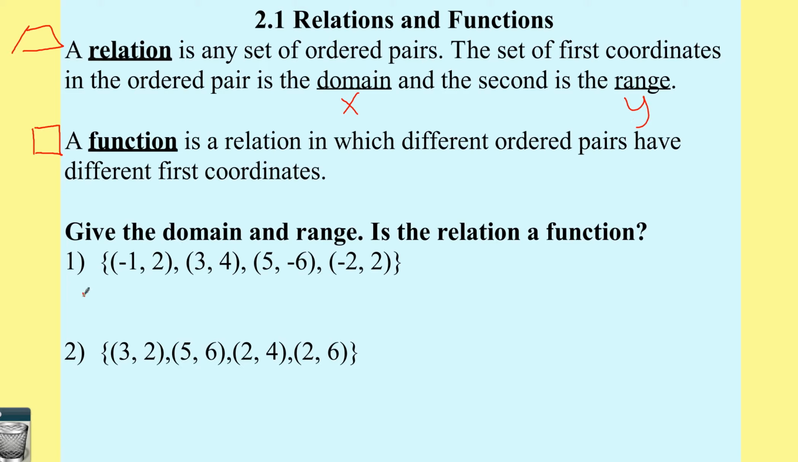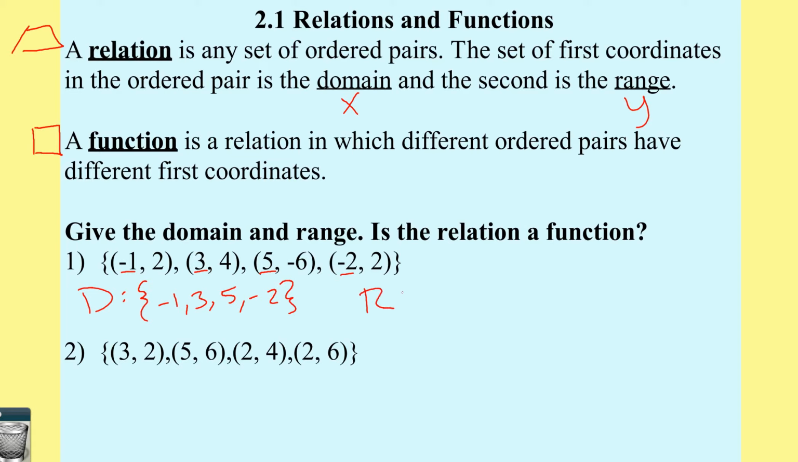So the domain here is going to be these squiggly lines. That represents a set, so these braces, that's a squiggly line. The domain is a set of all the x values. Typically you'd put them in order, but I'm not particular. I really don't care as long as you get all of them.